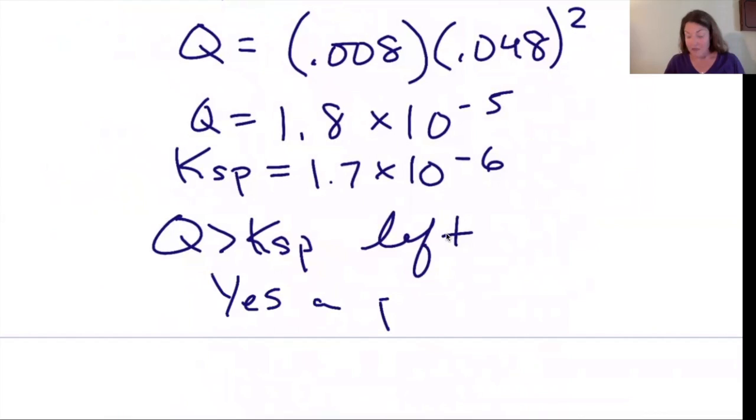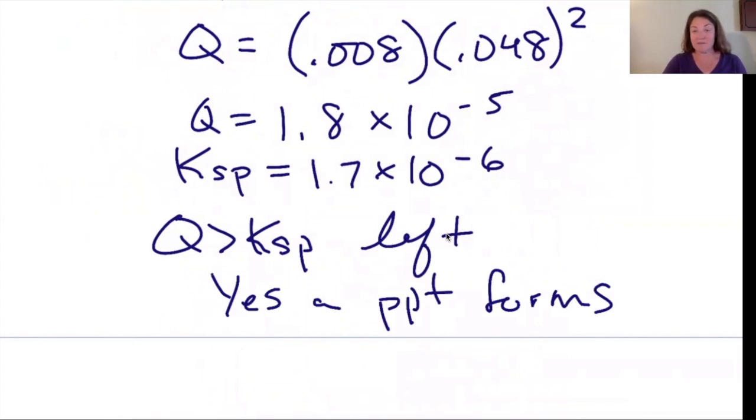Obviously then, if Q is less than KSP, no, a precipitate does not form.